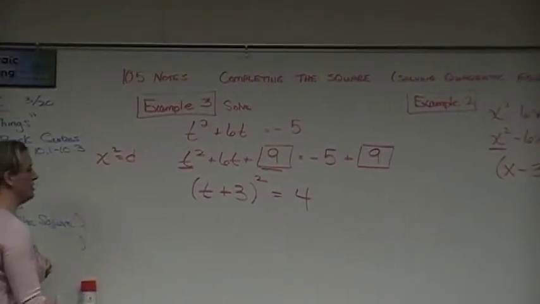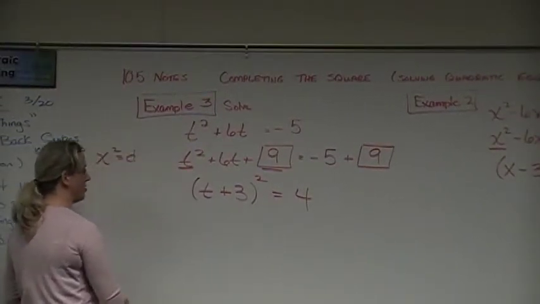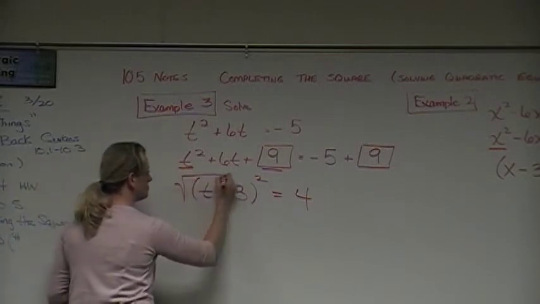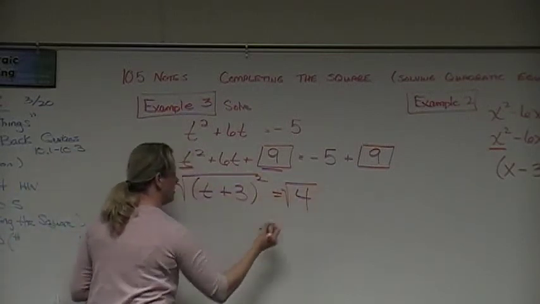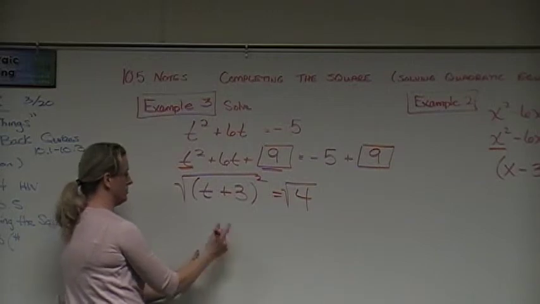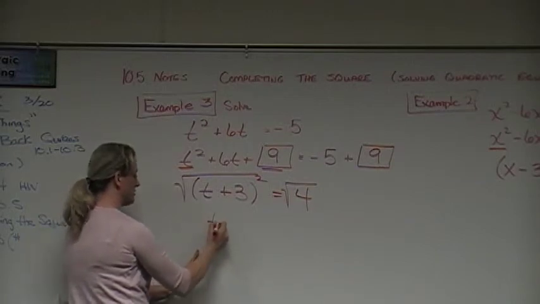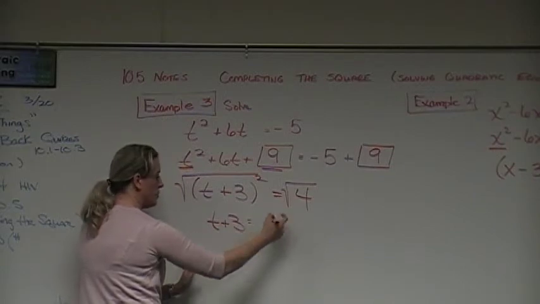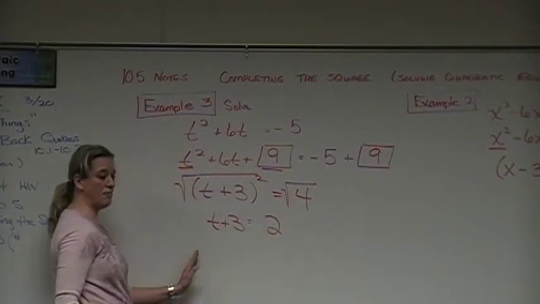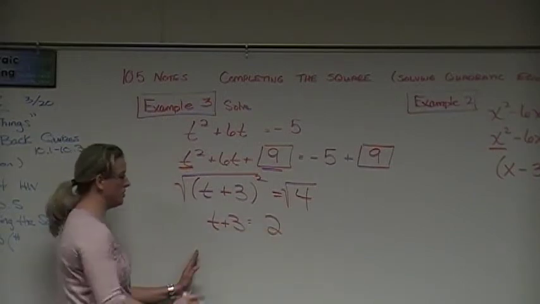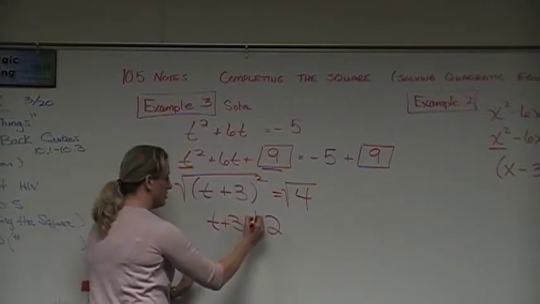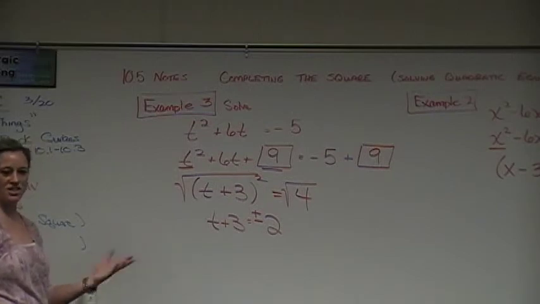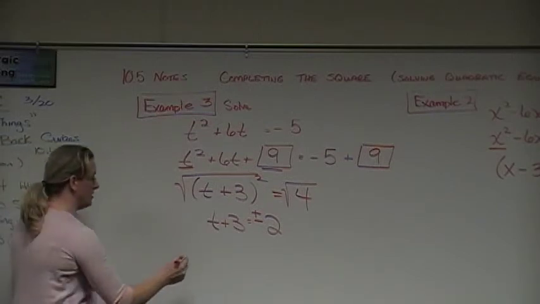2, exactly. So how do I get rid of a square? Take the square root of both sides. t plus 3 equals, what's the square root of 4 going to be? 2. But how many answers should I have because d was positive? 2. So what goes in front of this? Positive and negative. Awesome. Do you notice how 10-4's come back? Yep. And we're doing 10-4 again.